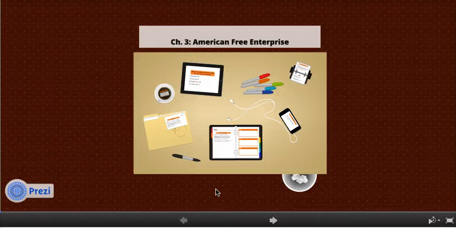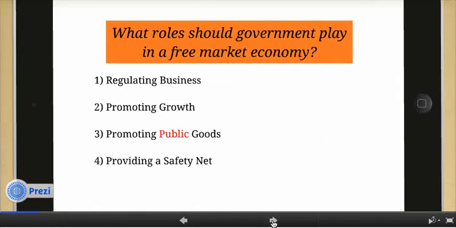So we started off this week talking about Chapter 3, the American Free Enterprise. We've talked about what roles the government should play in a free market economy. Section 1, we talked about regulating business. Section 2, we talked about promoting growth. Today, we'll talk about Section 3, promoting public goods. And tomorrow, we'll talk about Section 4, providing a safety net.